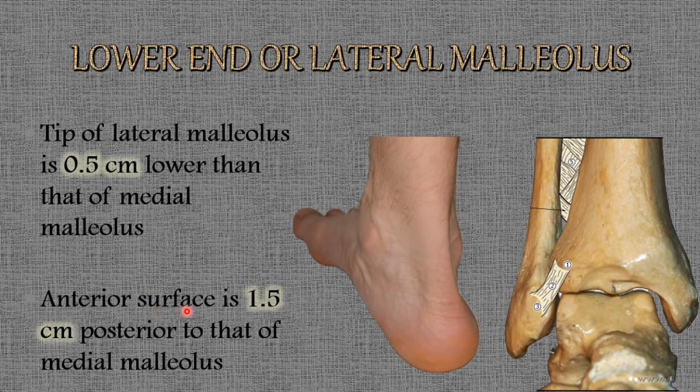Now the anterior surface is 1.5 centimeter posterior to that of the medial malleolus. As you can see in this diagram on the right side, the medial malleolus is comparatively toward the anterior side, and this is towards the backward or posterior side. On this diagram you can see the medial malleolus is towards the anterior side, whereas the lateral malleolus is towards the posterior side or heel side. This is towards the toe side, right? So it is 1.5 centimeter posterior to that of the medial malleolus.